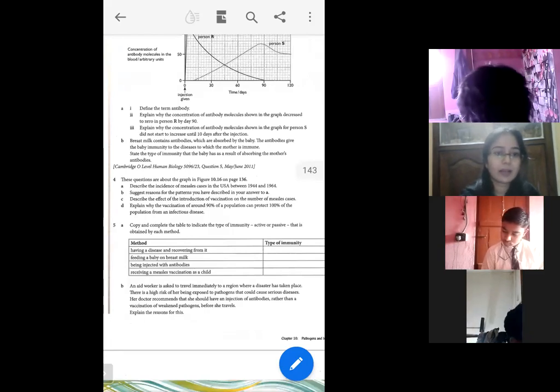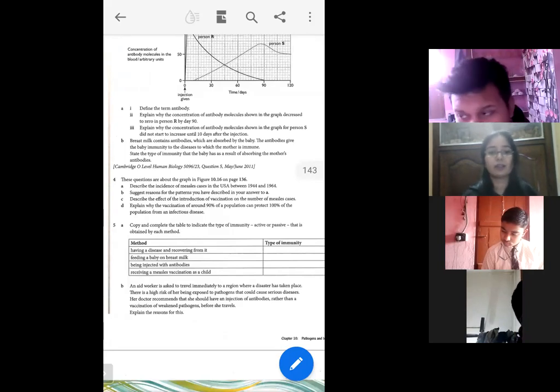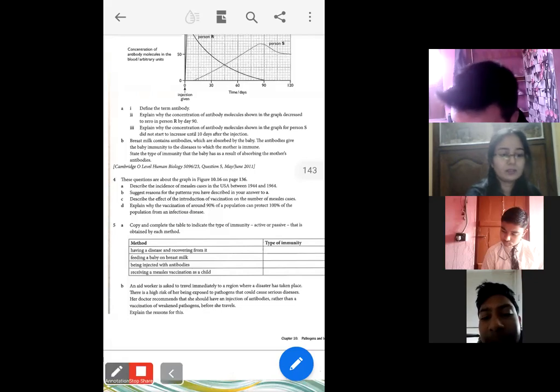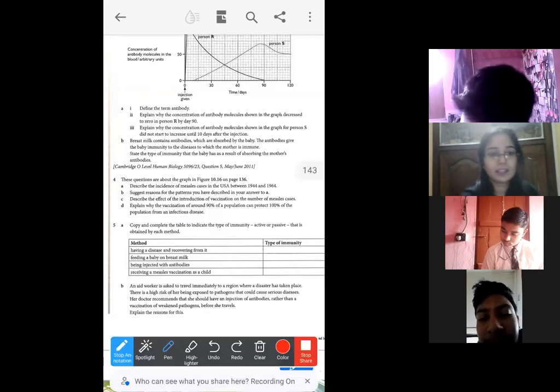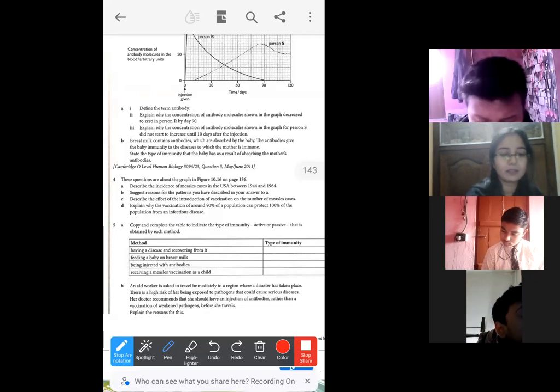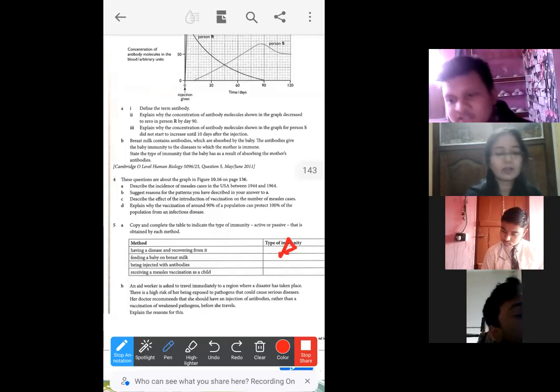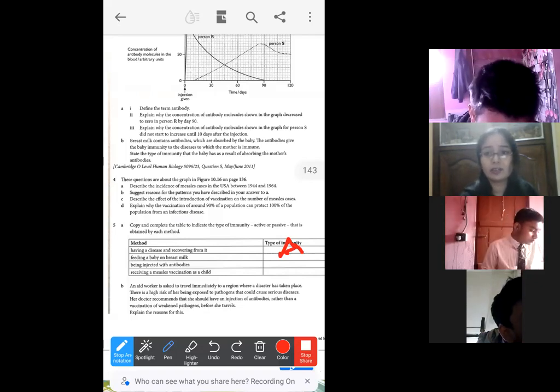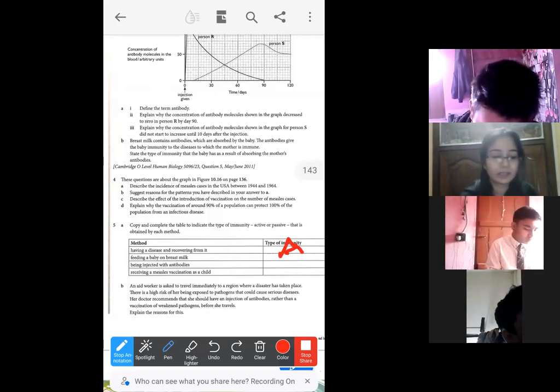Method number 1, having a disease and recovering from it. It will be an active immunity. Why not passive? Because you are having an immunity and you have made the antibodies against it yourself. So it will be an active immunity.